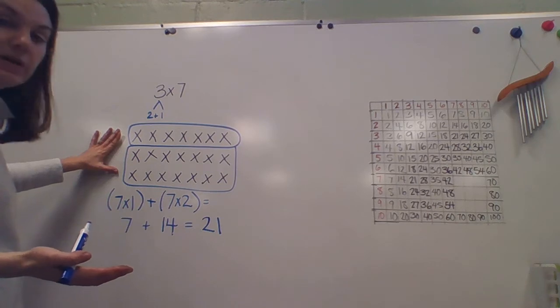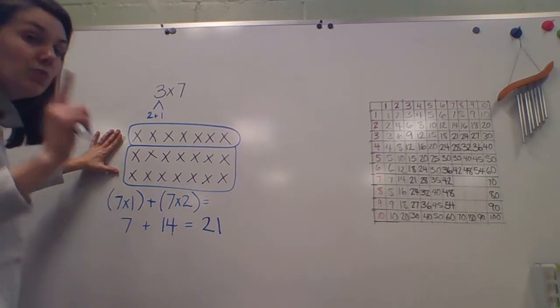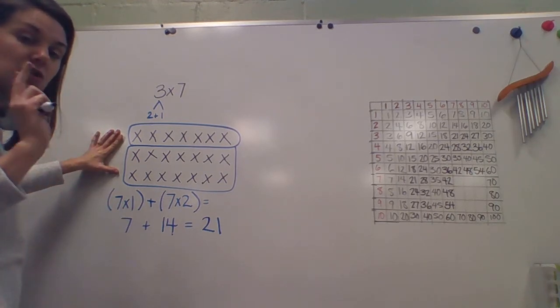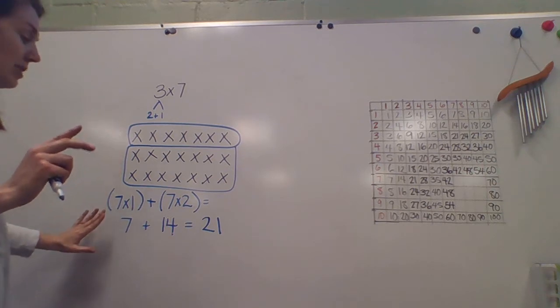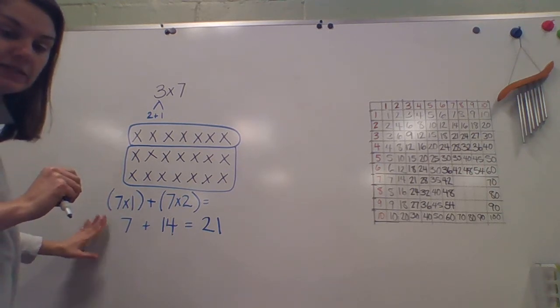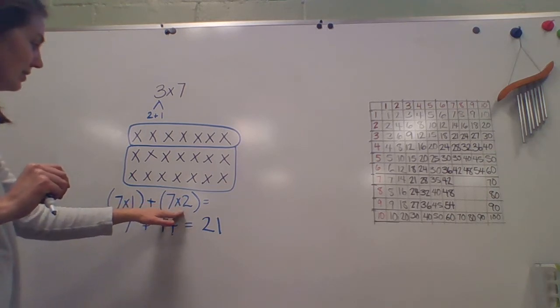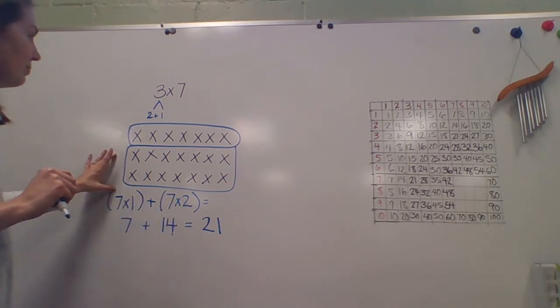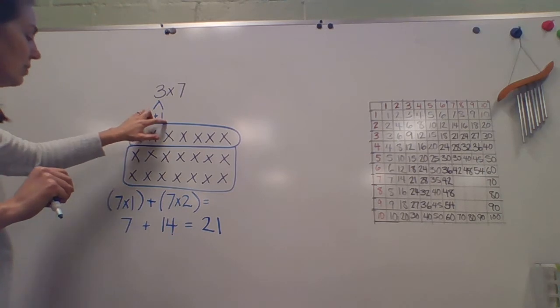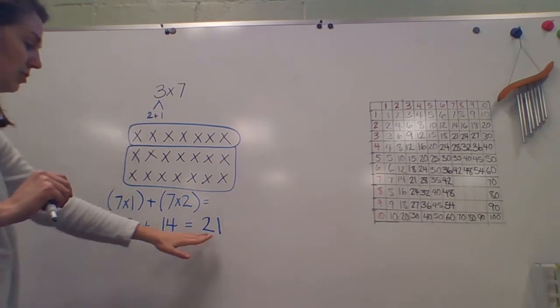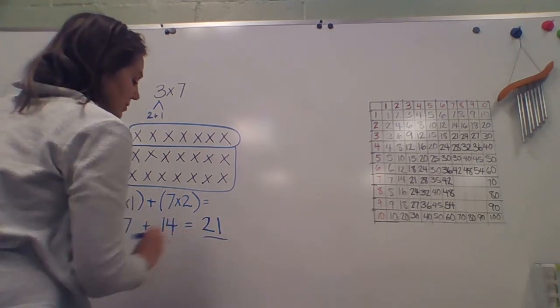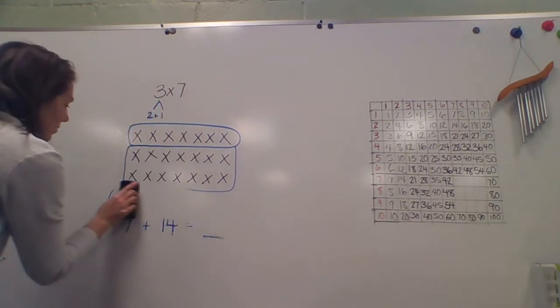So this is how I could break apart my model one way, but remember they've asked us to do it 2 ways. If I were going to write my equation for it, I would want to write something like this: 7 times 1 plus 7 times 2, showing how I broke apart the 3 into 2 and 1, and then getting my partial products to find my total answer.